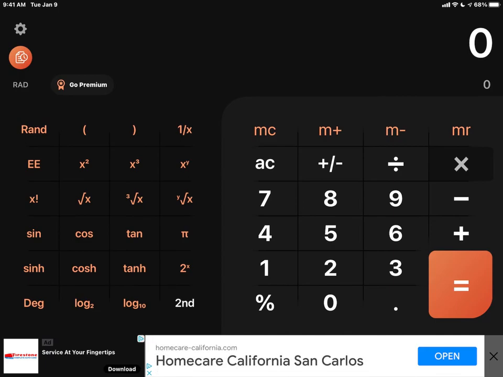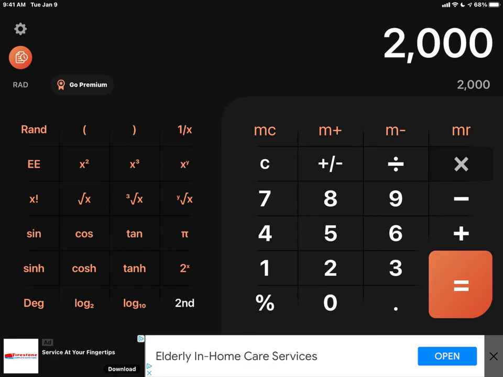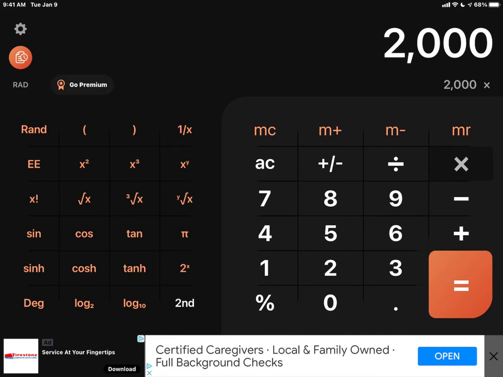Okay, so we're starting with $2,000. Wish me luck on this thing working correctly. And then times. Of course, we're doing the thing where, remember mental math, we're increasing it.